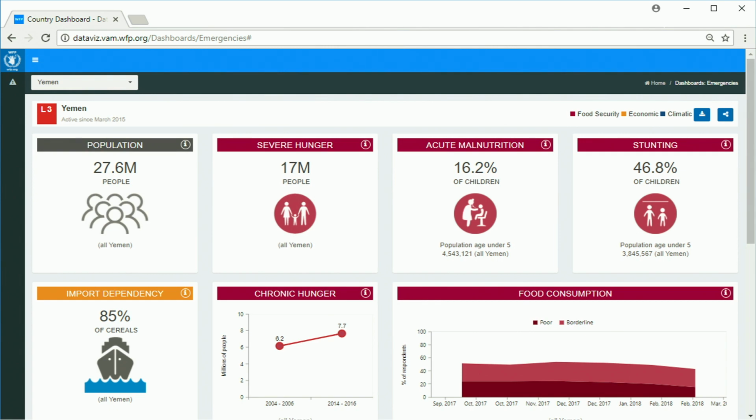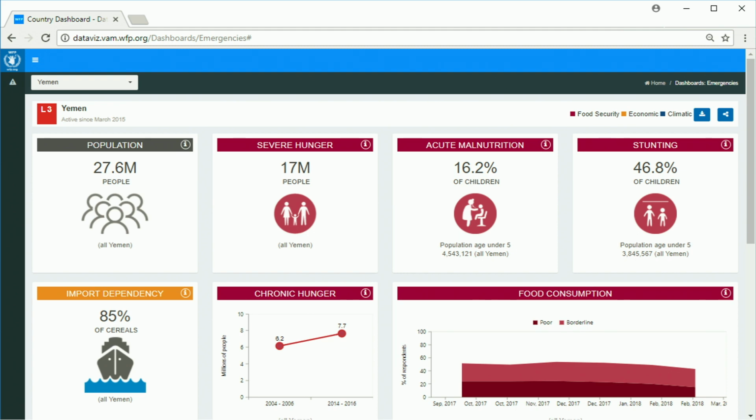So finally, my presentation is very short today. I think this is my last slide. This is an example from our Hunger Analytics Hub, where you can go by country and view the summary information by country. So Yemen, for example, is a level 3 emergency. So for those of you not familiar, level 3 is the highest state of emergency within the UN system.